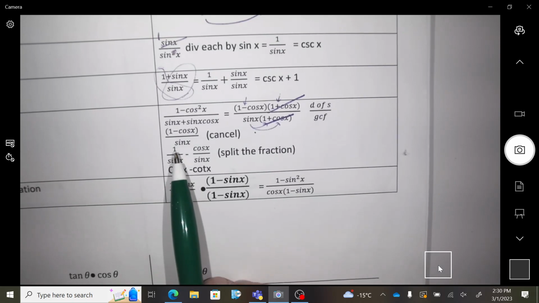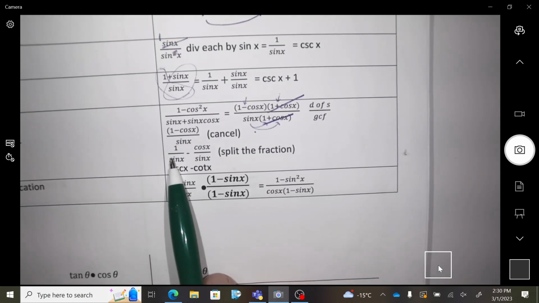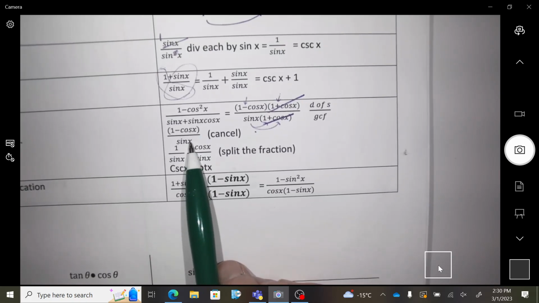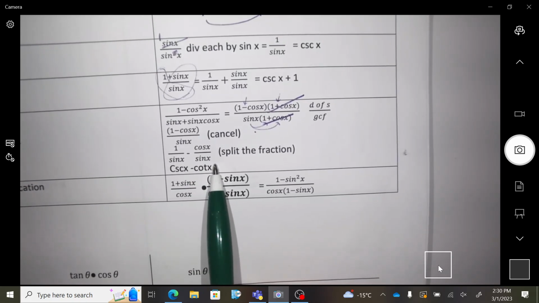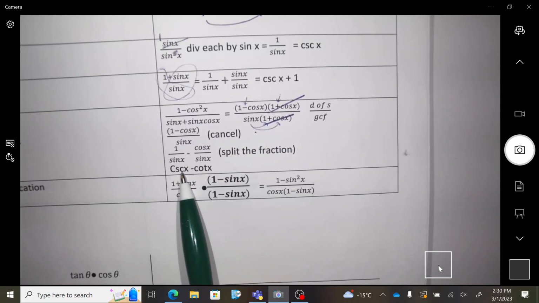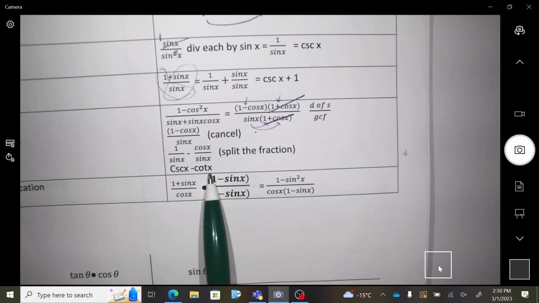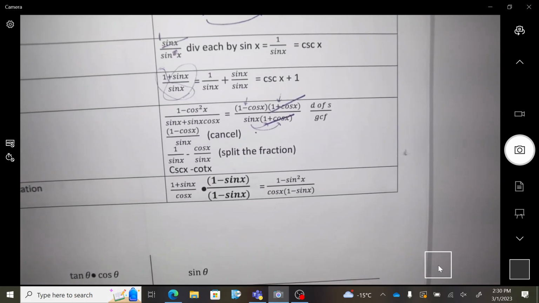Then, look at this. I'm going to split this apart. 1 over sine x, subtract cos x over sine x. So that was my split. And then I go into my substitutions. So 1 over sine, the flip of sine is cosecant. Cos over sine is cotangent. See, there was a lot of stuff going on in that one.